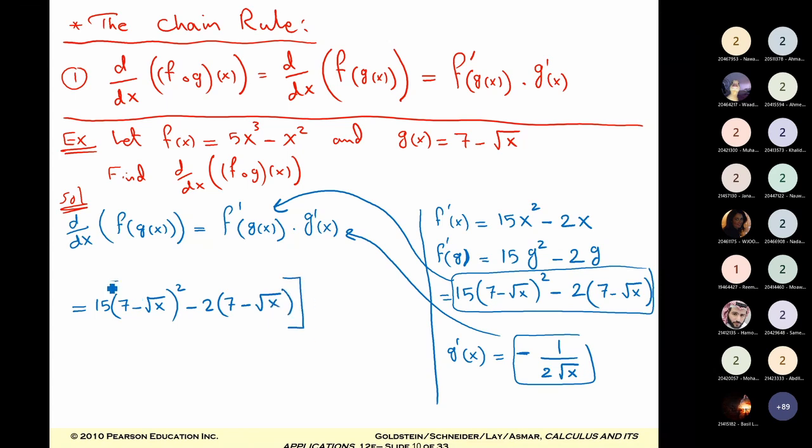This is the f prime multiplied by g prime, which equals minus 1 over 2 radical x. This is g prime and this is f prime of g. Any question?